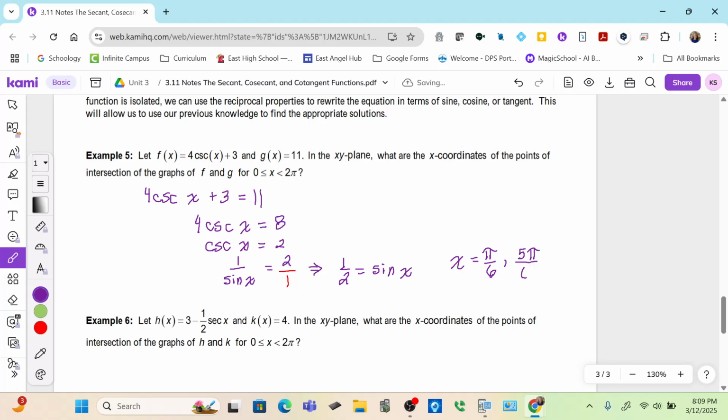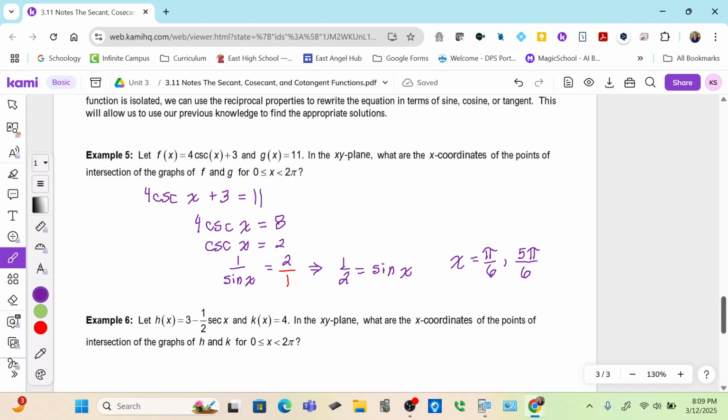So all I was doing in this process was isolating that reciprocal, writing it as the reciprocal of sine x, and then using the idea of proportions to help me get sine x removed from the denominator. Then I thought about what the values of x, what the radian measures, are that give me a sine value of 1/2: pi over 6 and 5 pi over 6.